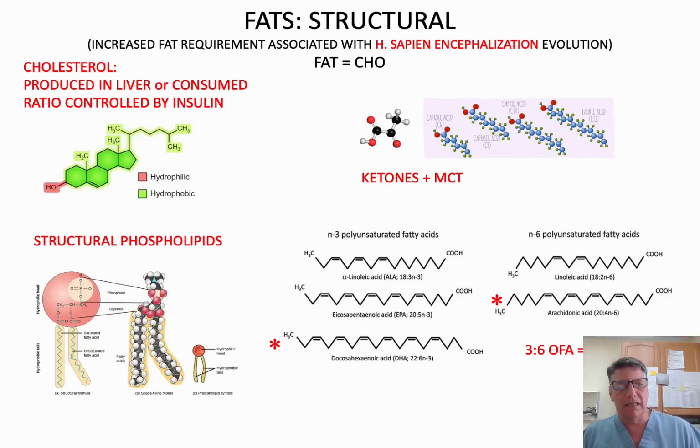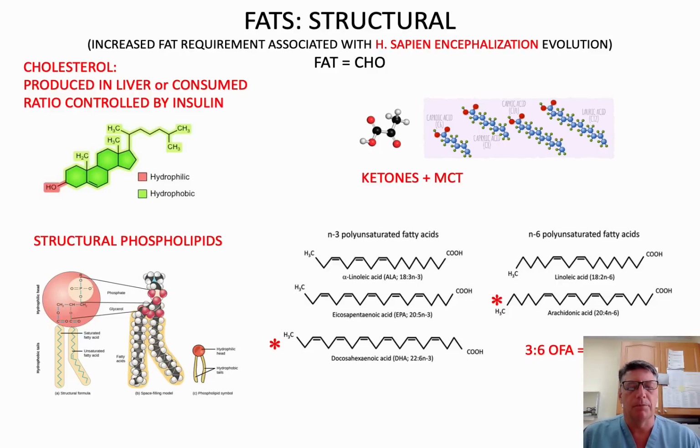The structural fats are cholesterol. And whether cholesterol is consumed or whether it is produced by the liver, that ratio is controlled by insulin. High insulin governs liver production, low insulin increases consumed absorption. But it's the same cholesterol molecule, and it's crucial for cellular membranes. Ketones and MCTs, medium-chain triglycerides, are also part of the structural fat building blocks, because several cells can use ketones and MCTs to build longer fatty acids for incorporation in cell membranes.